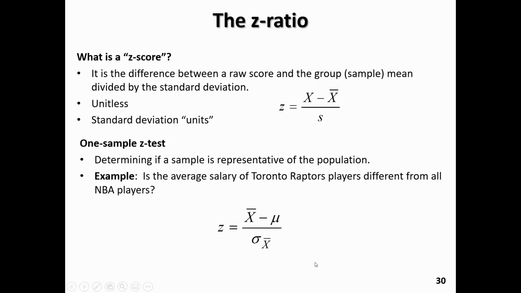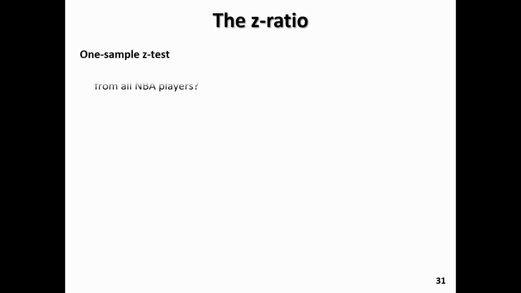To do that, we need the z equation that is used in the one sample z-test. X bar is the average value for the Toronto Raptors players. Mu refers to the population average for the variable of interest, which is salary. Sigma subscript X bar is the standard error of the mean that we will use in this equation, and based upon the size of the z value, we'll arrive at a decision whether to accept or reject the null hypothesis.